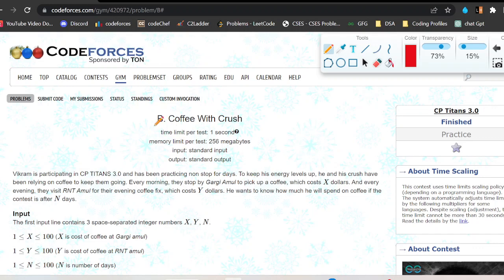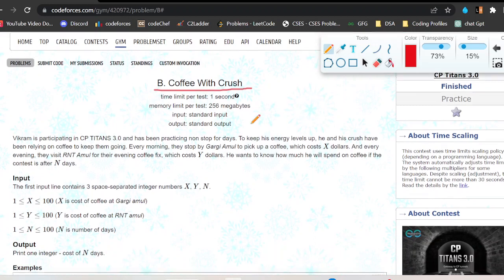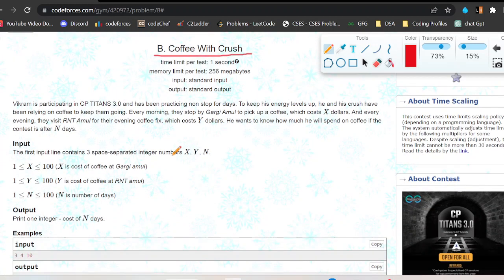And the problem is Coffee with Crush. In this problem, we are given three integers x, y and n. n is the total number of days, x is the cost of morning coffee at Gargi Amul, and y is the cost of evening coffee at R&D Amul.